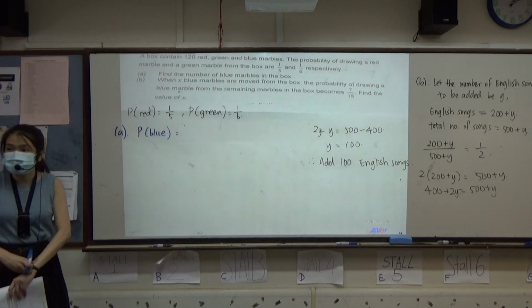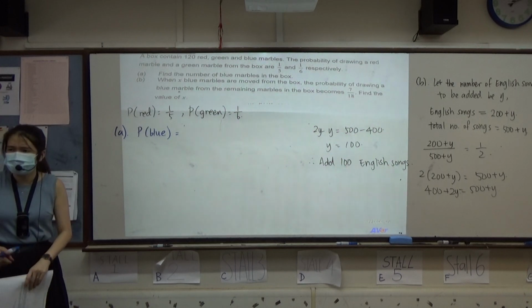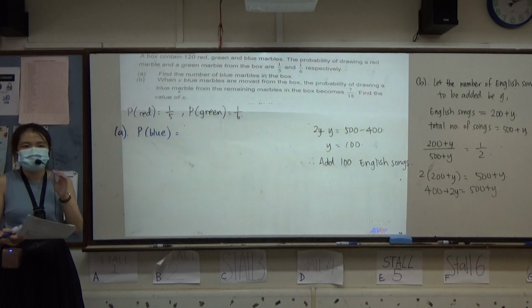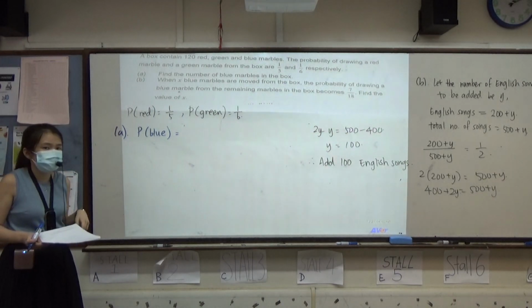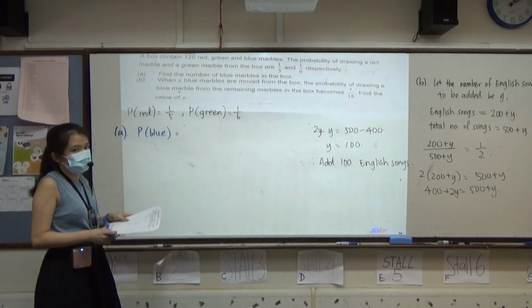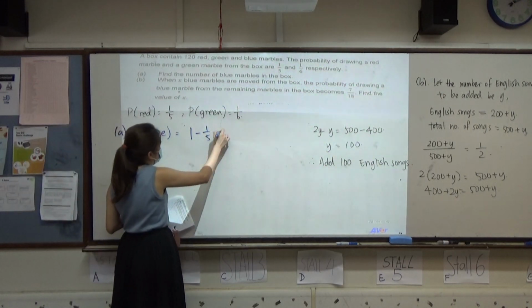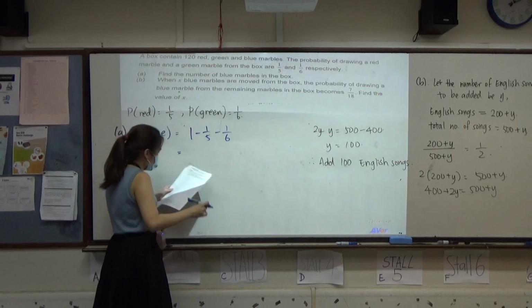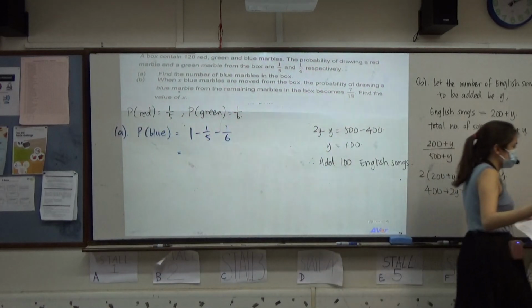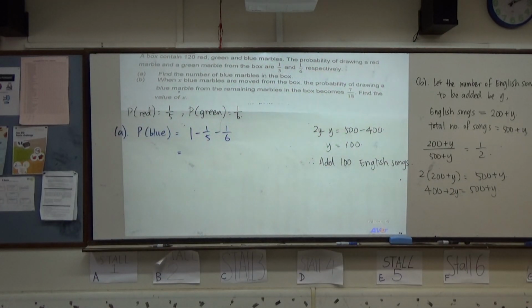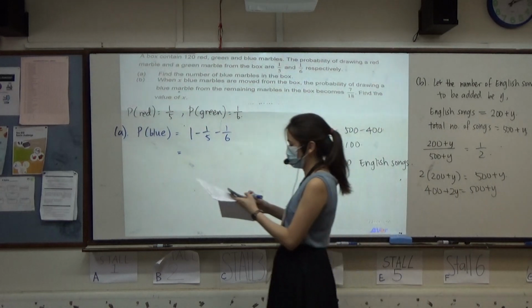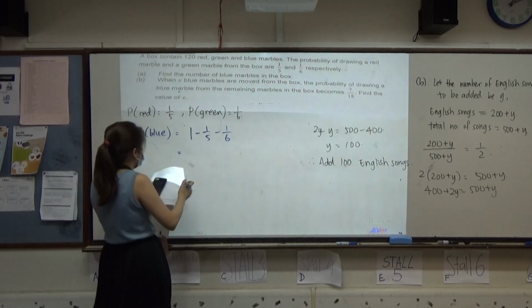1 minus 1 over 5 minus 1 over 6. We take 1 whole minus 1 over 5 minus 1 over 6. Good. And that will be equal to what? 19 over 30.